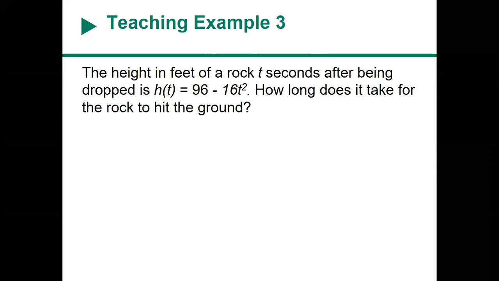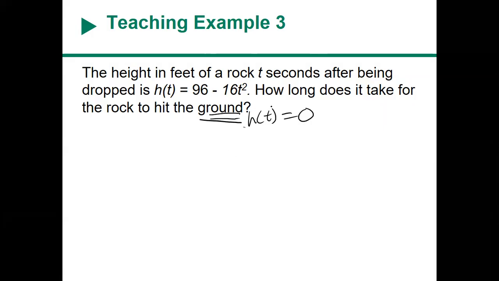All right, word problem. The height in feet of a rock, t seconds after being dropped, is h of t equals 96 minus 16t squared. How long does it take for the rock to hit the ground? So at ground level, what is h of t going to equal? Not a trick question. 0. At ground level, you're at level 0, right?